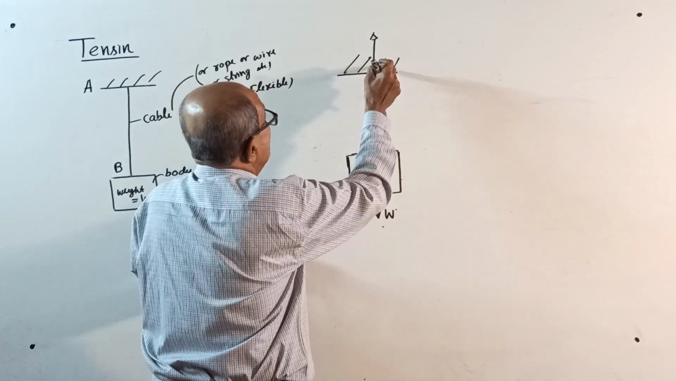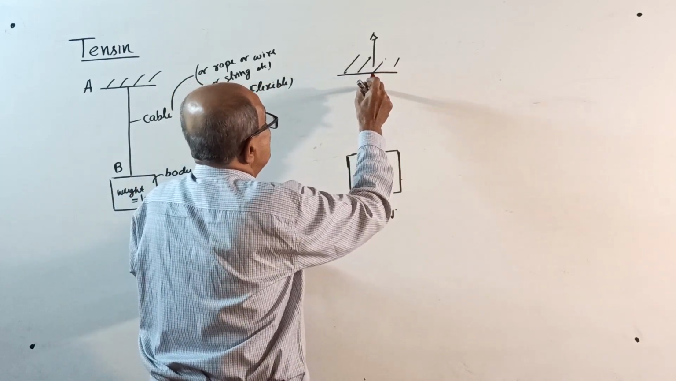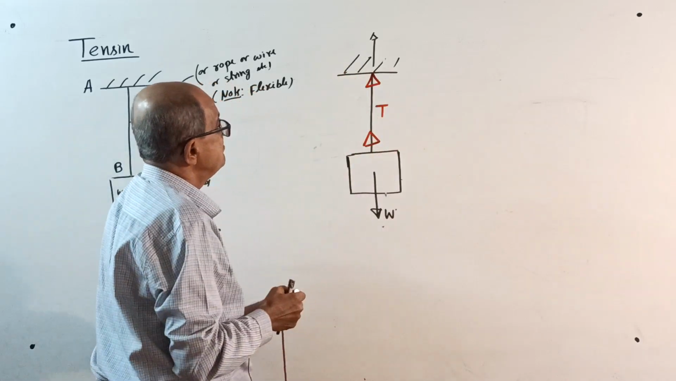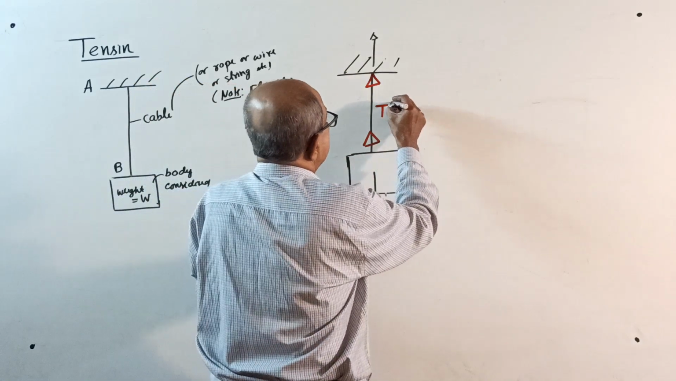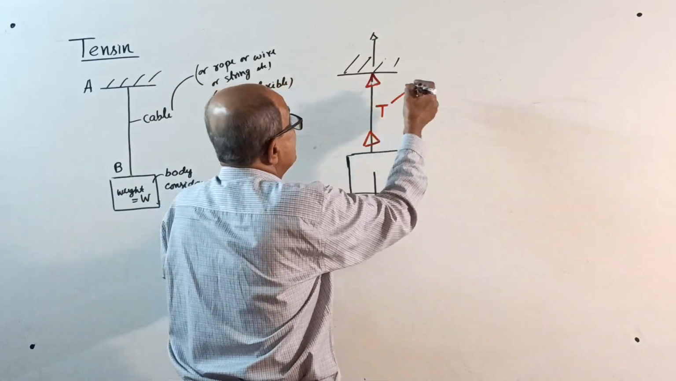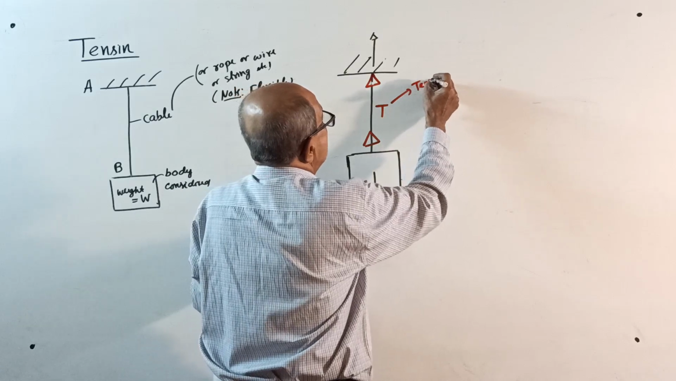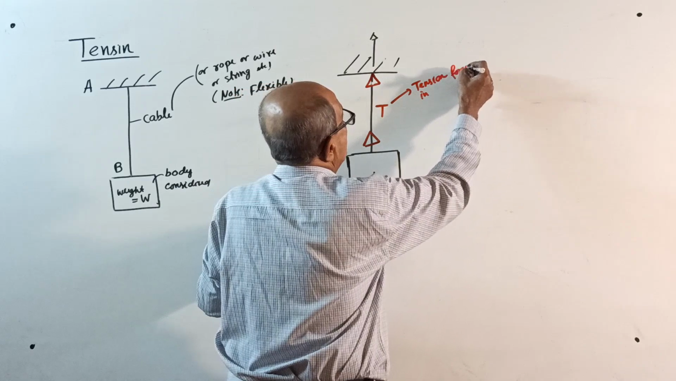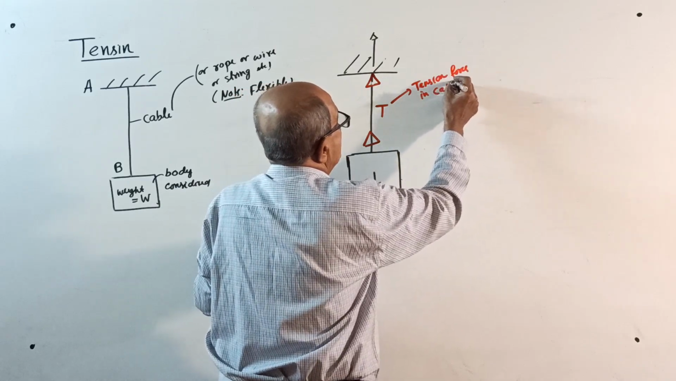Then here, it will be like this. Okay, that is not required for you. This is the tension in the cable, T. This is tension. Why the arrow mark is opposite? Later I will tell you. This is tension in the cable. Tension force in the cable.